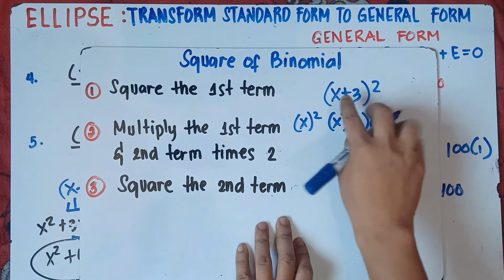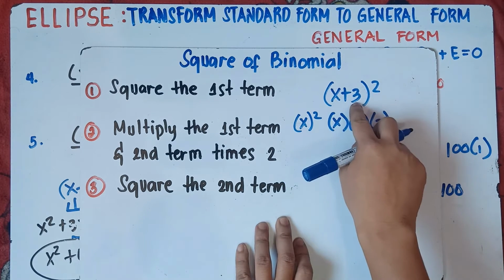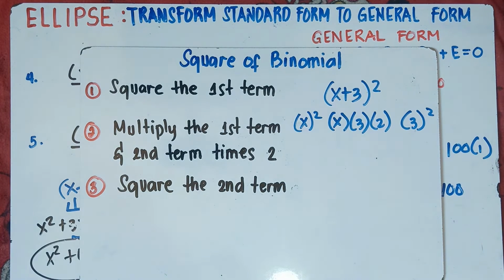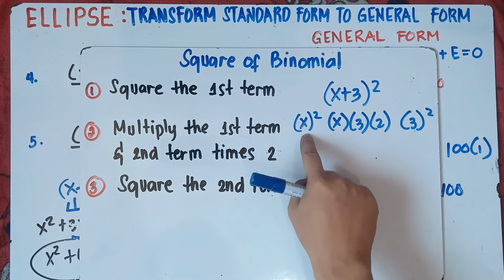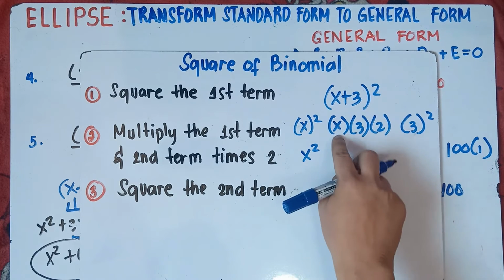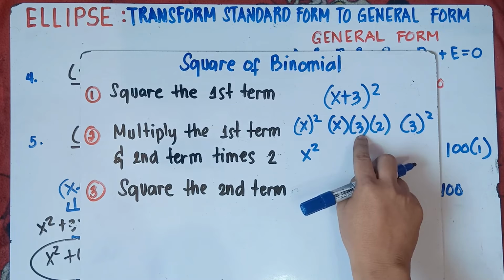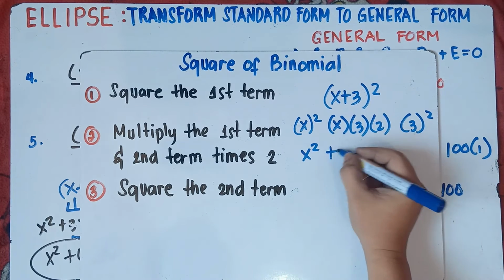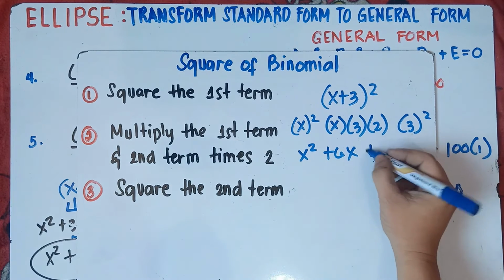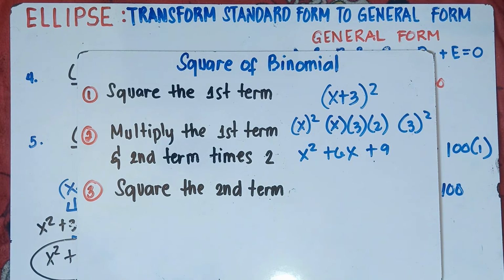Our first term is x. Second term is 3. You square 3. Then you simplify, class. X times x, that would be x squared. You multiply x times 3, that's 3x, times 2, that's positive 6x. Then 3 times 3 is positive 9. Easy, right, for the square of binomial?